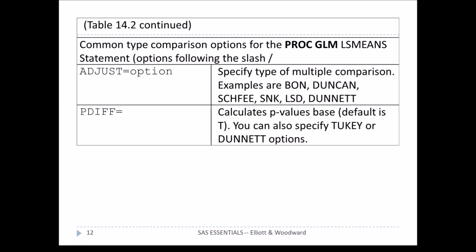Continuing here with table 14.2, some common type comparison options for the PROC GLM LSMEANS statement. These are options following the slash. We could have an ADJUST equal option to specify the type of multiple comparison, and again, examples would be Bonferroni, Duncan, Scheffe, and so forth. Or PDIFF equal, which calculates p-values. The default is the t, but we can also specify Tukey or Dunnett options here.